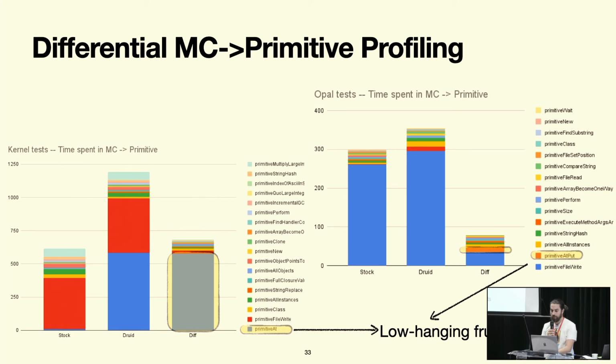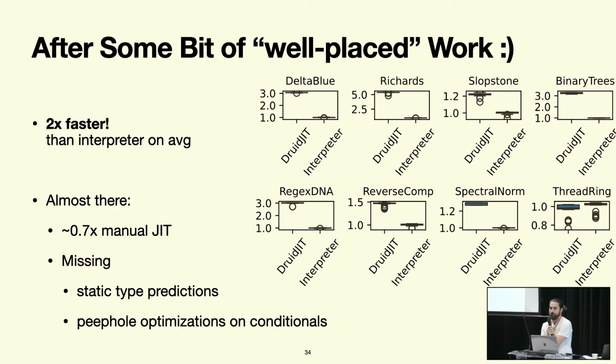Of course, then after some bit of well-placed work, because once you have the profile, spotting the issue and fixing it is pretty easy. It's better than doing it in the dark. We got better. So now, these are the benchmarks that Noel ran, what, 1 month ago, 2 months ago, for one paper that we wrote.